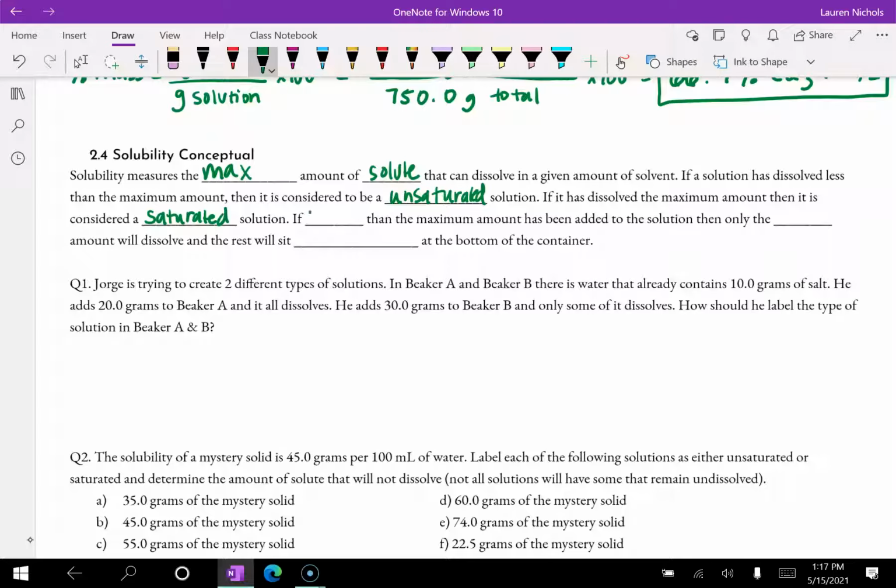And so if more than the maximum has been added to the solution, like you added way too much sugar to your coffee, then only the maximum amount is going to be able to dissolve, and the rest is going to sit undissolved at the bottom of the container. So we know that if you add sugar to your coffee, eventually you reach a point where no matter how much you stir and no matter that your coffee is really warm and hot, it's not going to dissolve and the sugar just sits at the bottom. And so we can look at it in a couple of different ways.